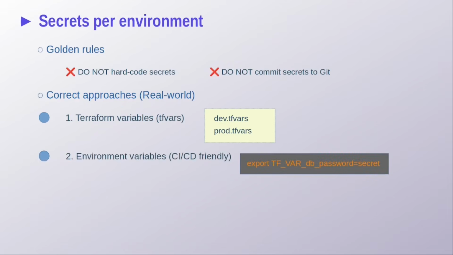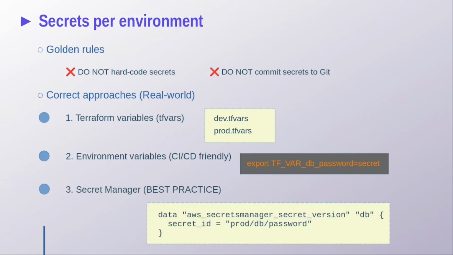Environment variables. Very common in pipelines. It is secure, easy to rotate, and CI/CD friendly. Secret manager. This is the best approach in production. Terraform reads the secret but does not manage it. This is very important.